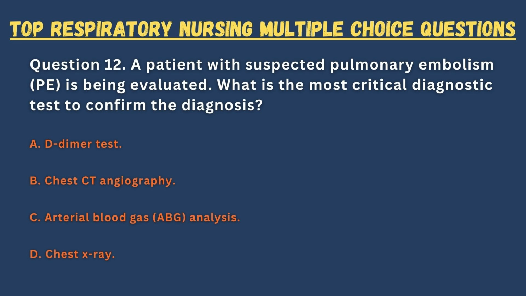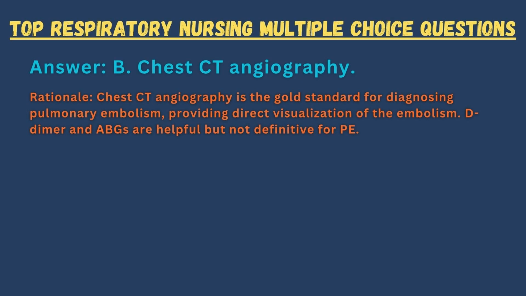A. D-dimer test. B. Chest CT angiography. C. Arterial blood gas, ABG, analysis. D. Chest X-ray. Answer. B. Chest CT angiography. Rationale. Chest CT angiography is the gold standard for diagnosing pulmonary embolism, providing direct visualization of the embolism. D-dimer and ABGs are helpful, but not definitive for PE.